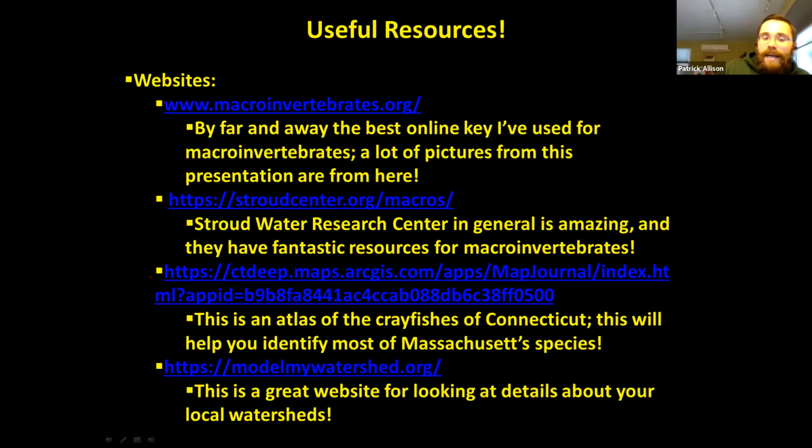Then I also attached an atlas of the crayfishes of Connecticut. This is really great for helping you identify most of the Massachusetts species, so that's a good resource. And then Model My Watershed is a great website for looking at details about your local watershed. So just great resources overall with these four different websites.